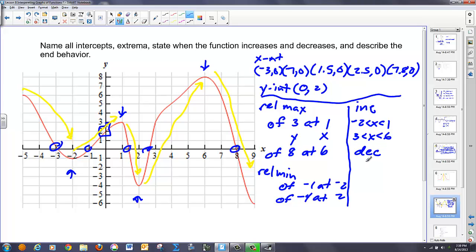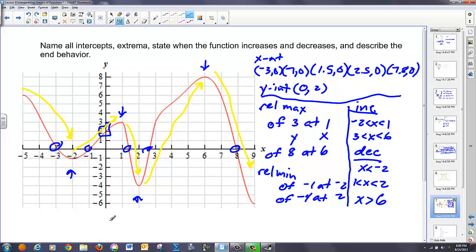Likewise, it decreases or goes down when x is less than -2, when x is greater than 1 but also less than 2, and when x is greater than 6. They all go down.